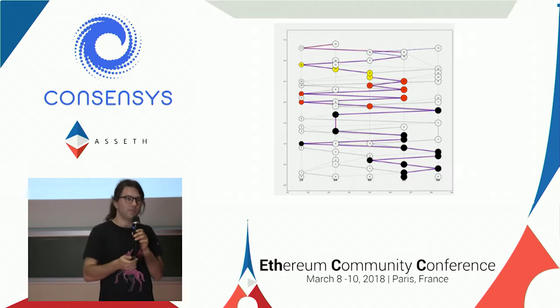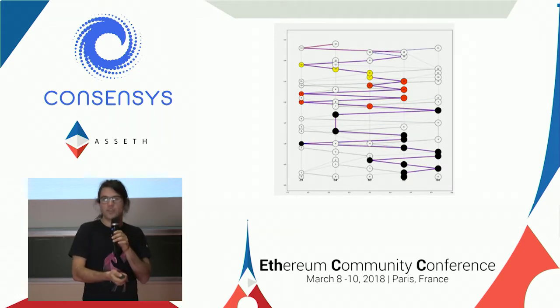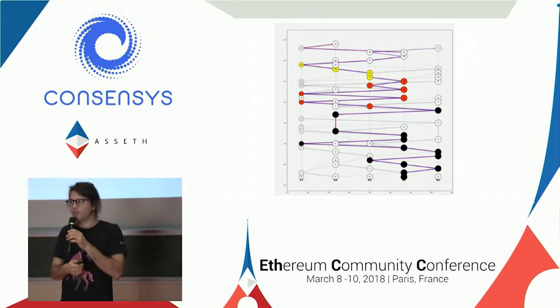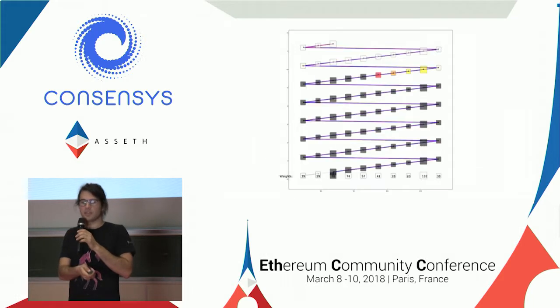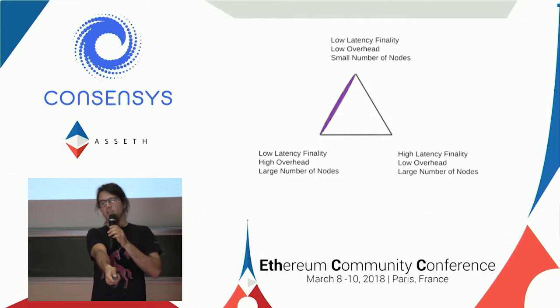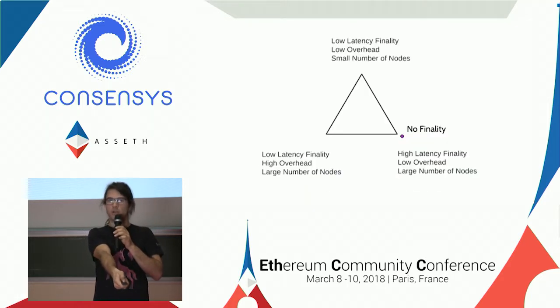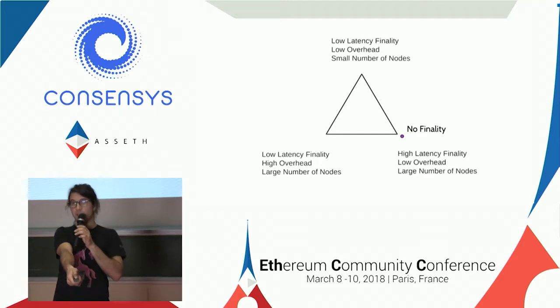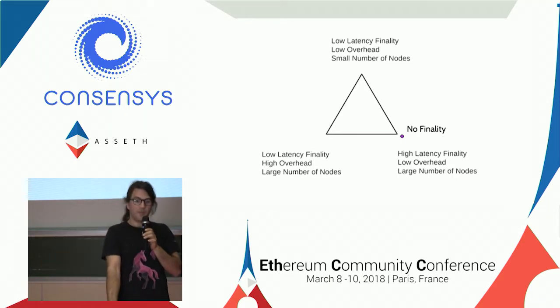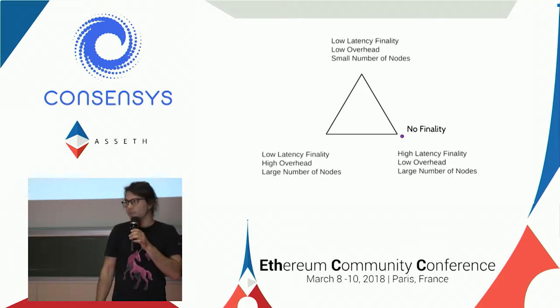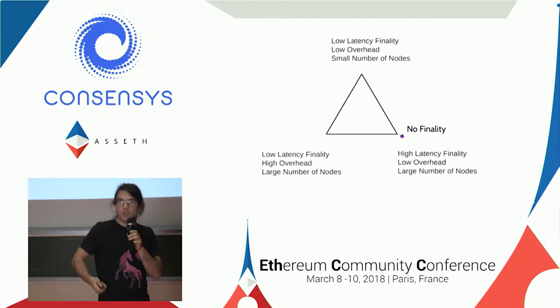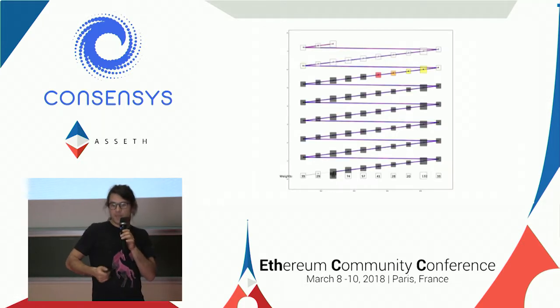But we still get to have a moderate number of validators, and that's the goal to me, right? I think that the middle of this triangle is way better than there, and also way better than there. If you can reduce the overhead of your protocol by increasing your latency to finality by a factor of 2, I think a lot of people would take it, especially if they're running with a large number of nodes. And that's the promise here.